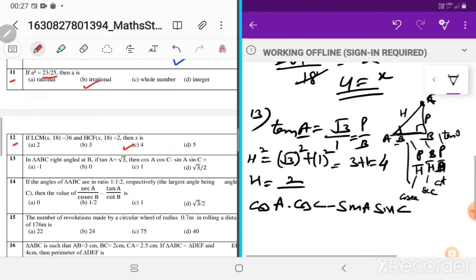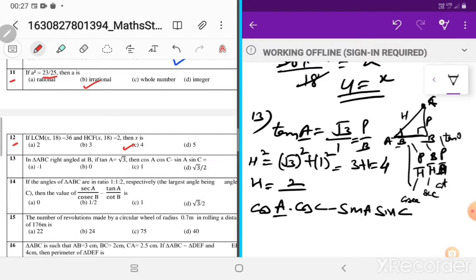Now children, you have to see that if we are taking angle A, its base is AB and its perpendicular is BC. So for cos, what formula is there? Cos is B upon H. For cos A, my base is AB and H is 2. I know tan A is root 3 by 1, so my base is 1 here. So I can put B upon H, that is 1 upon 2, into cos C.